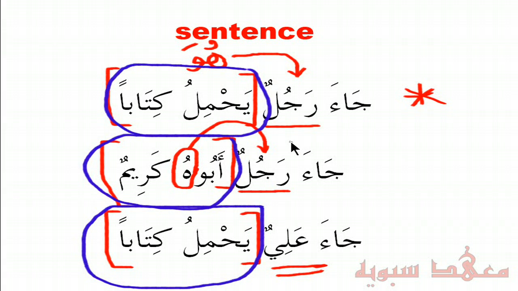So that's the difference between the two. If it's describing a definite noun, it's a hal. If it's describing an indefinite noun, it's a صفة. That's a very important point to note. And you need the pronoun inside the sentence, which refers back to the mawsuf or the man'ut, that which is being described.